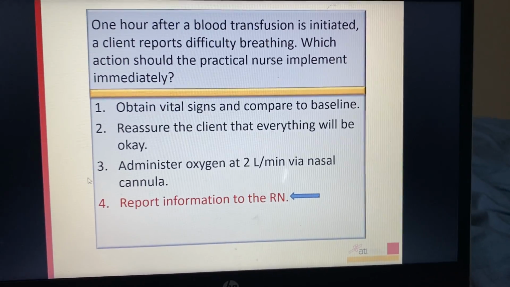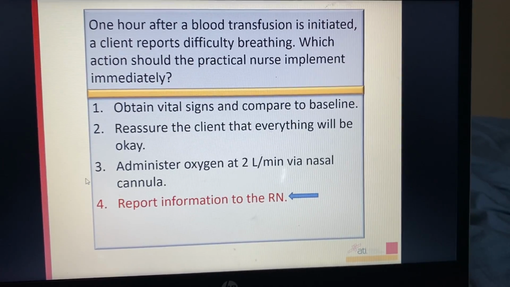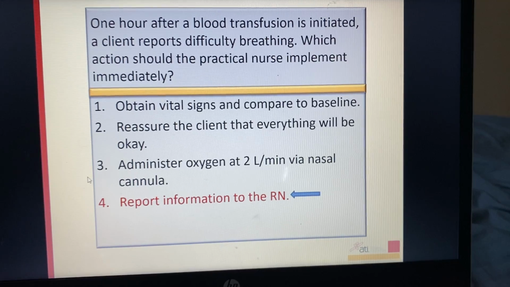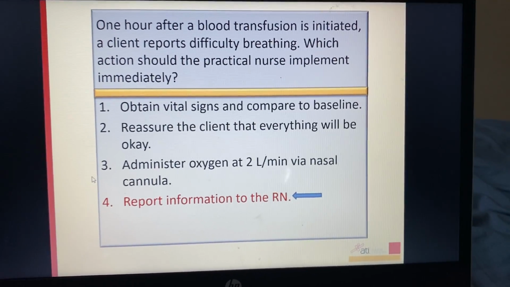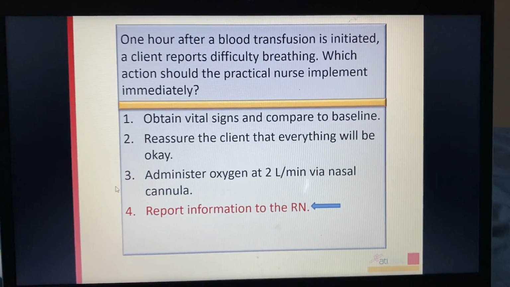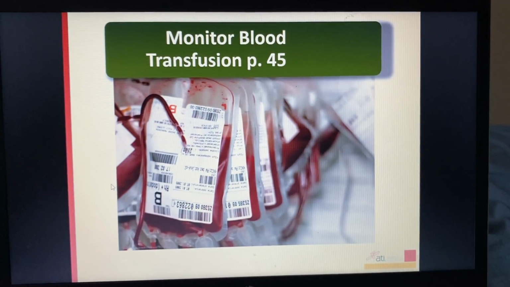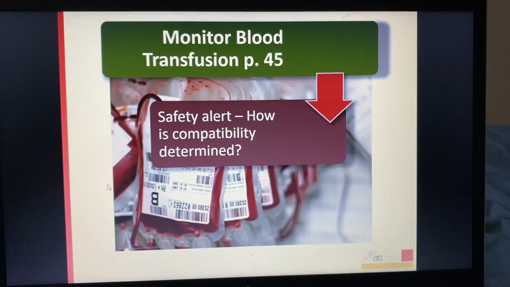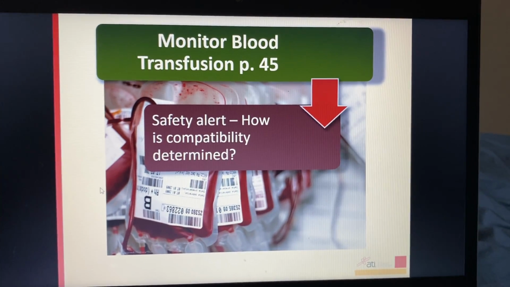This is a classic example of thinking about the nursing process and saying, do I have enough information to act or do I need more information? Would getting that additional information change what I'm going to do at all? It's not going to change it. Okay, so here we already have enough assessment data. How is compatibility determined when we give blood products?